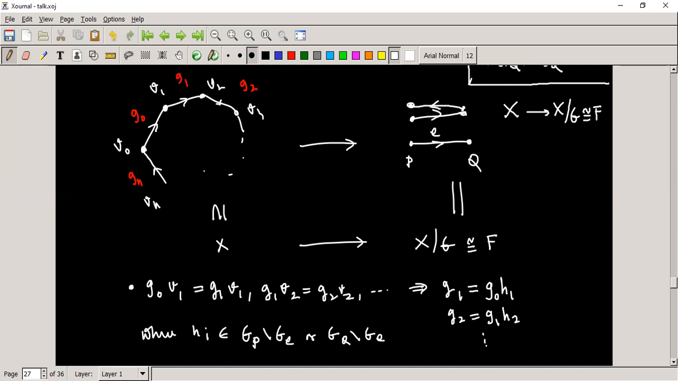So what this means is that G1 inverse G0 fixes vertex V1, that stabilizes the vertex V1, right? So you can write G0 inverse G1, so V1 equals G0 inverse G1 V1. So G0 inverse G1 stabilizes vertex V1, yeah? So I'm writing H1 to be G0 inverse G1, H2 to be G1 inverse G2. Okay, so Hi fixes one of these vertices, either P or Q, but not both, because the other vertex is mapping somewhere else. The whole edge is not collapsing to a point, right?